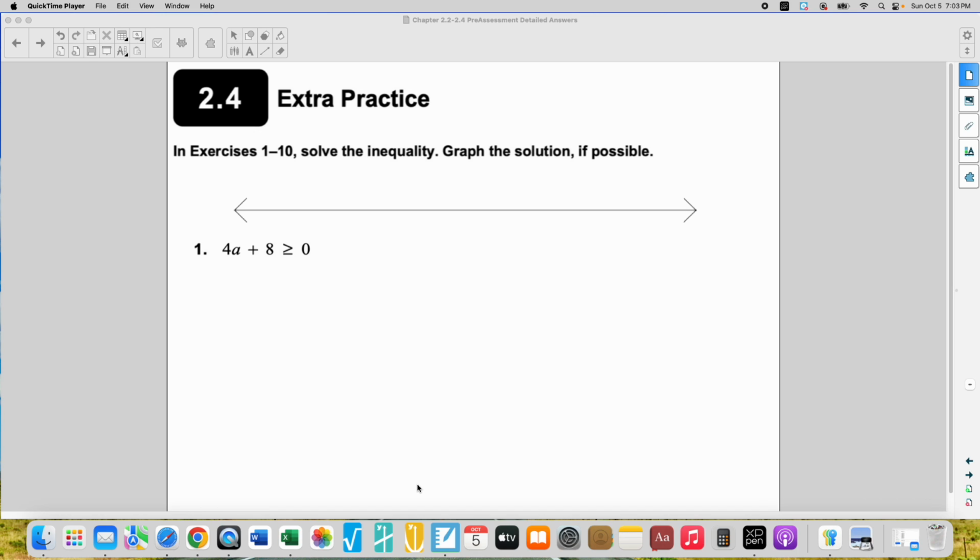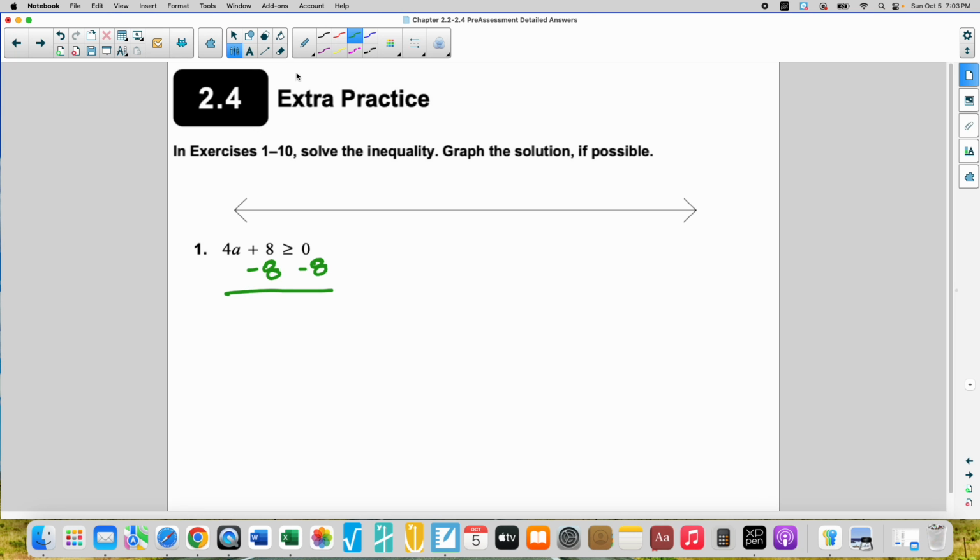So multi-step problems, we're going to have to recognize some things. If we look at this problem, we notice it's a two-step. We notice there's only one variable, something's adding and something's multiplying. So at this stage, we should know that we're getting rid of addition and subtraction first, leaving us with 4a is greater than or equal to -8. Then we'll divide by 4. And our answer is a is greater than or equal to -2.